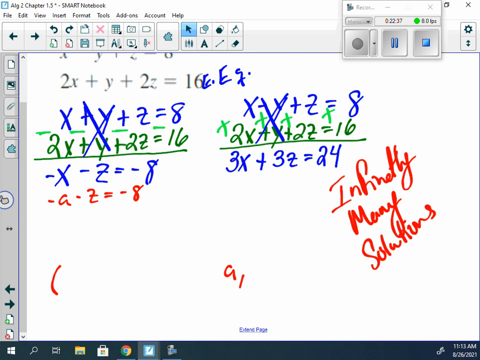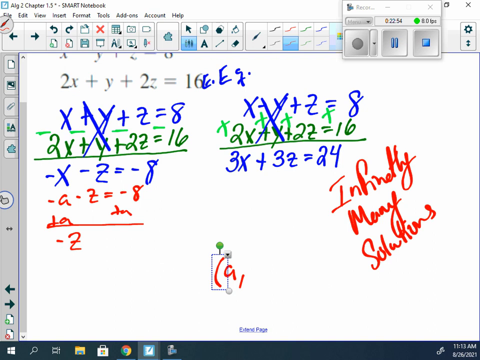Move this over. So we're going to say that x is a. And then I go back up here, I replace x with a. So we have negative a plus or minus z equals negative 8. And then I'm going to solve this for z. So we have a minus 8. Divide everything by negative 1, which tells us z is equal to negative a plus 8.